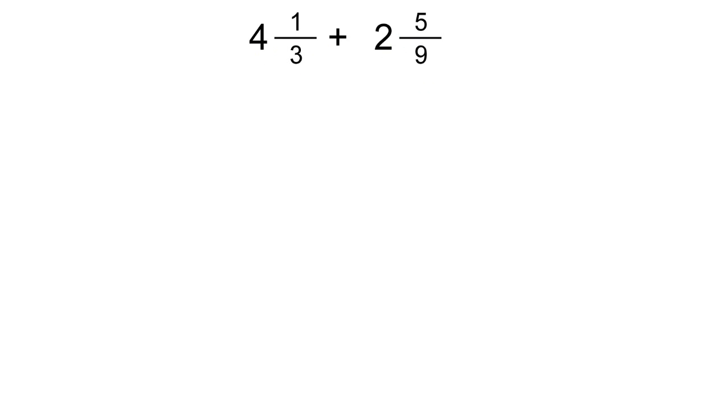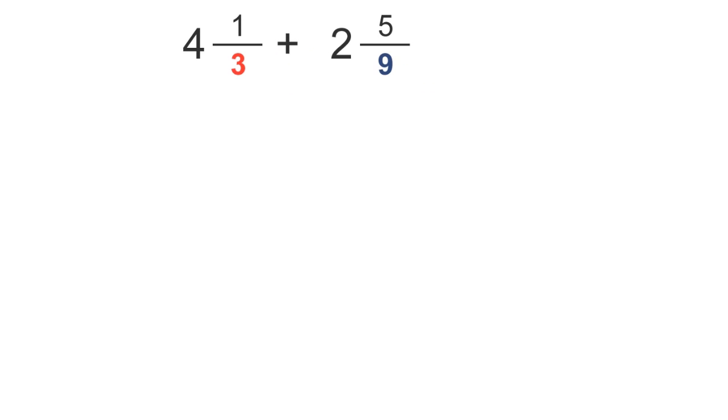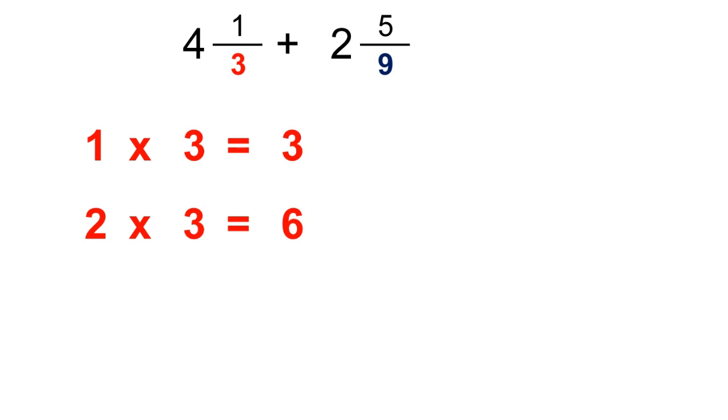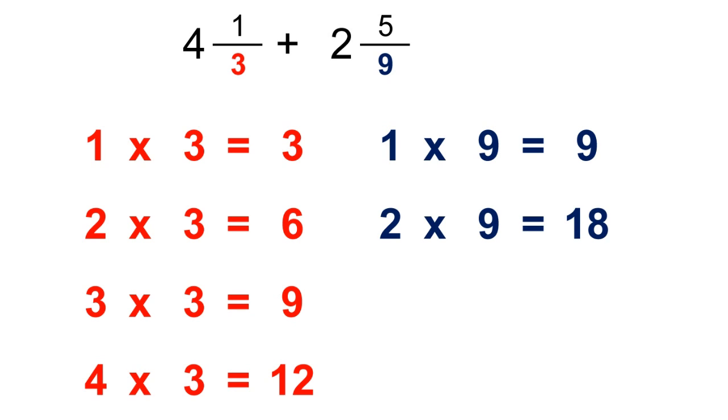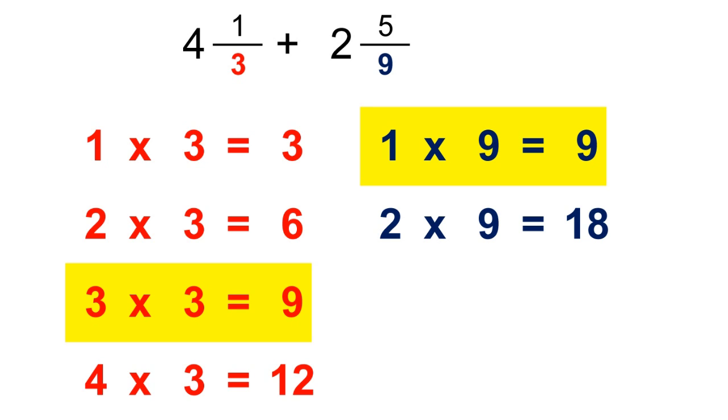So let's find one. We need to list the multiples of 3 and 9 and see what they have in common. 1 times 3 is 3, 2 times 3 is 6, 3 times 3 is 9, 4 times 3 is 12, 1 times 9 is 9, 2 times 9 is 18. Oh wait, they have 9 the same. So we can use 9 as a common denominator.